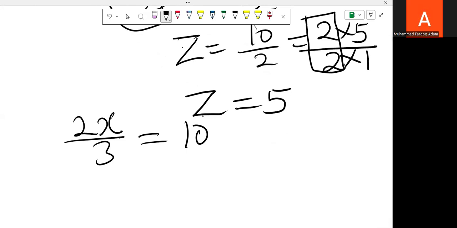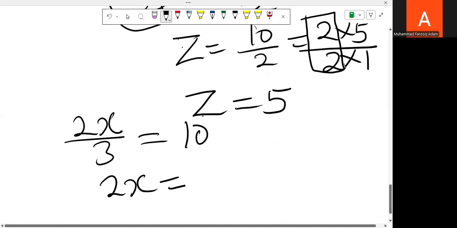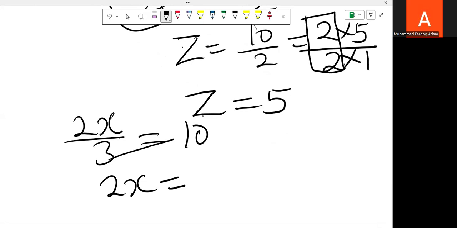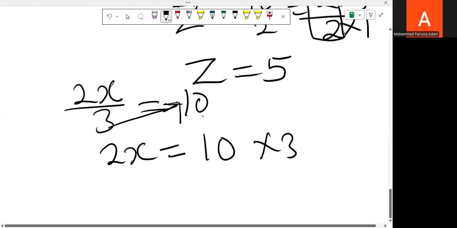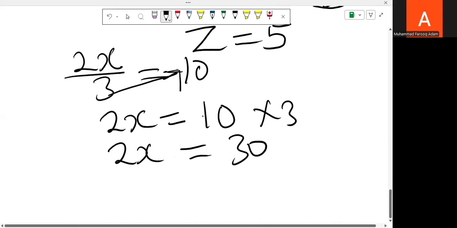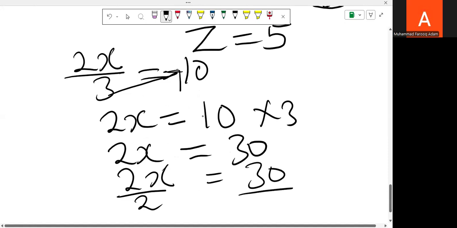The first way is you bring out the 2x, equal to, you're going to be multiplying this 3 by this 10. So we say 10 multiplied by 3, which is 30, so 2x is equal to 30. And we divide both sides by the coefficient of x, which is 2. We say 2x over 2 is equal to 30 over 2.